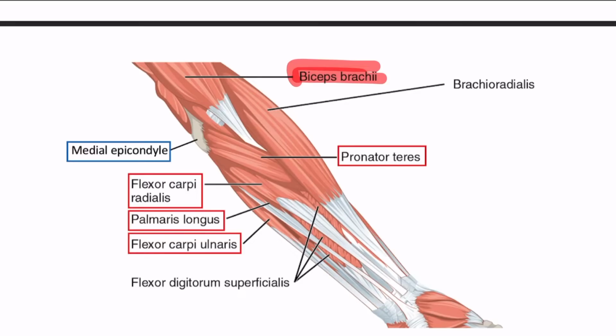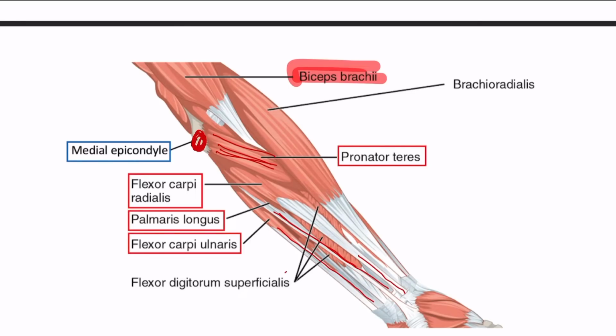They all tend to have an origin from a common flexor origin, which is the front of the medial epicondyle, and you will have the pronator teres, this one, of the superficial, and then the flexor carpi radialis, which is this one, the flexor carpi ulnaris, this one, and also the palmaris longus. Sorry, this is palmaris longus, and then the flexor carpi ulnaris muscle. So these are the muscles of the superficial group.